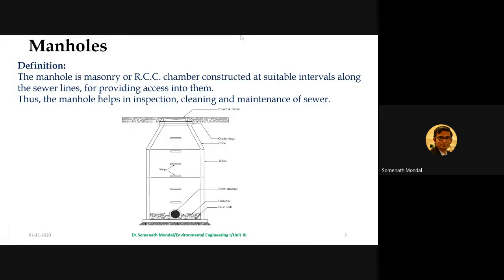And then you have a cone surface at the top, just in order to reduce the mouth of the manhole. And then you have grade rings, and finally the cover and the frame. This cover and frame is exposed most of the time. If you visit towns or cities, you will see a lot of circular gaps in the pavements or in the road. Those are nothing but the covers of the manhole. So you have the cover and frame at the top, and these are the different components of a manhole.